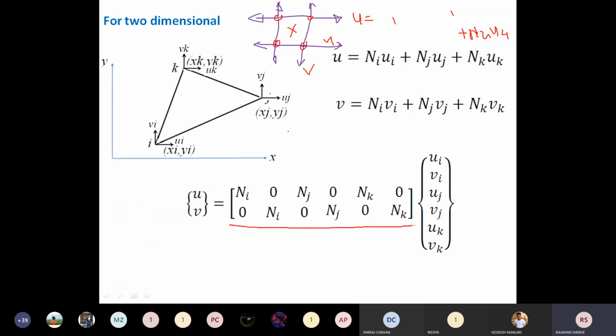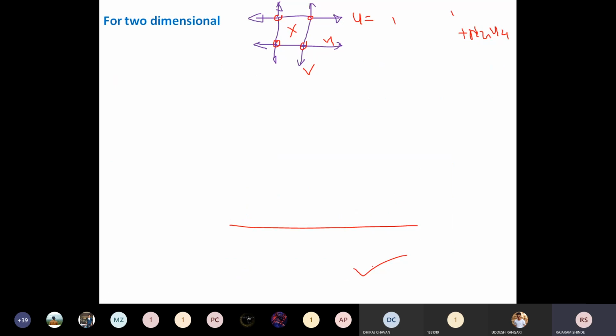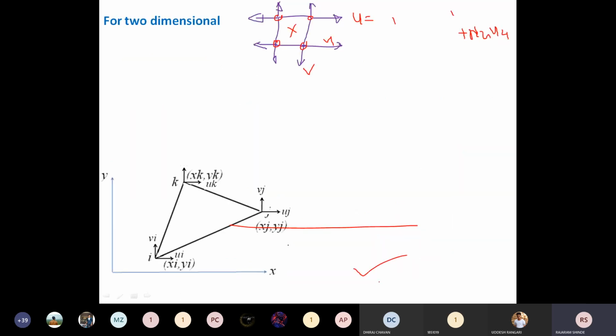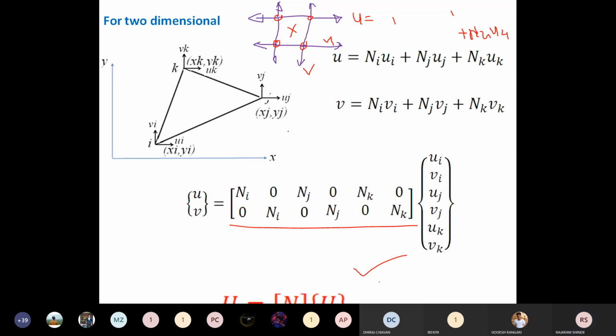This is your [Ni 0, Nj 0, Nk 0; 0 Ni, 0 Nj, 0 Nk] into [ui, vi, uj, vj, uk, vk]. Already you have seen this equation. Now this equation you can also write in short form as u is equal to N into u. You can see here, this equation is the same as the one-dimensional equation, but this is for two dimensional.